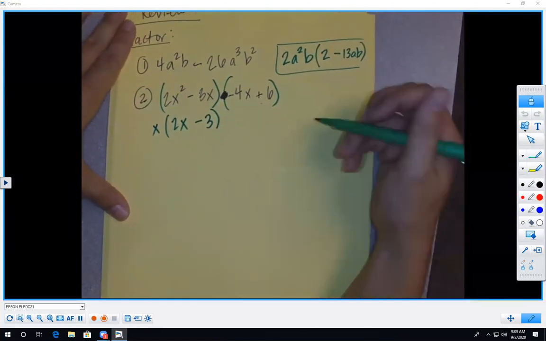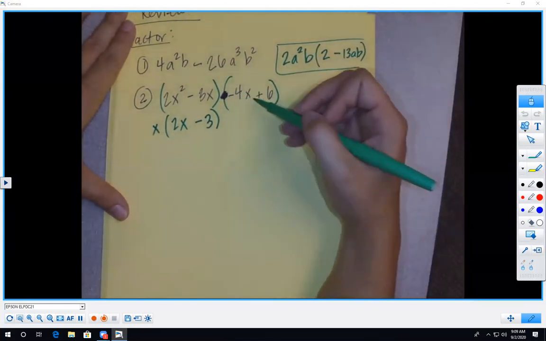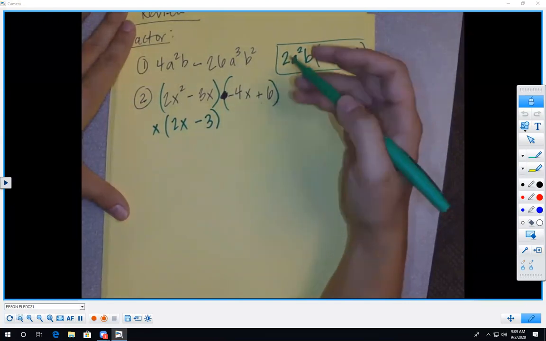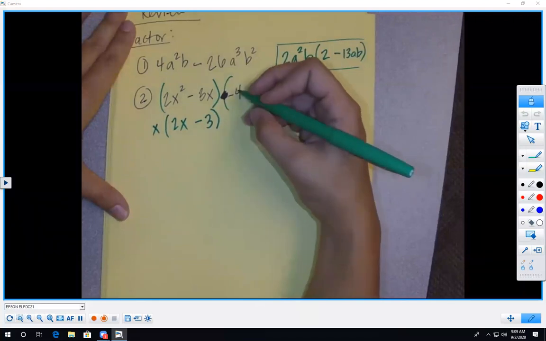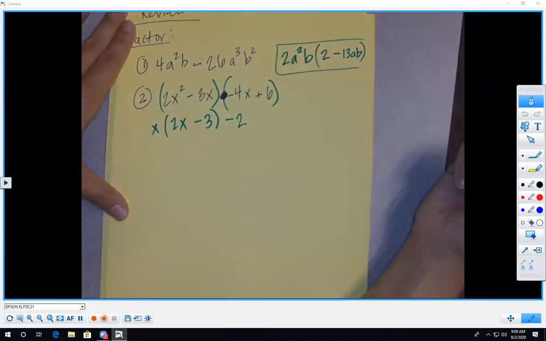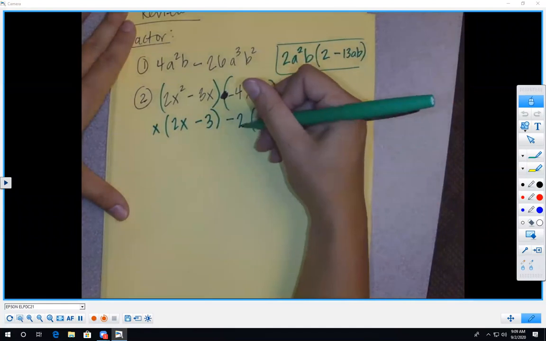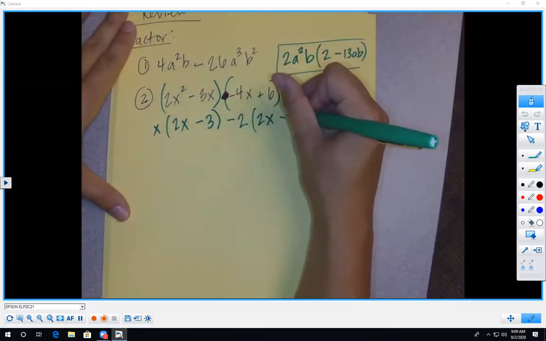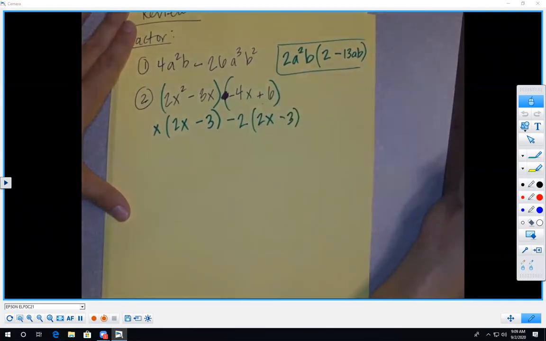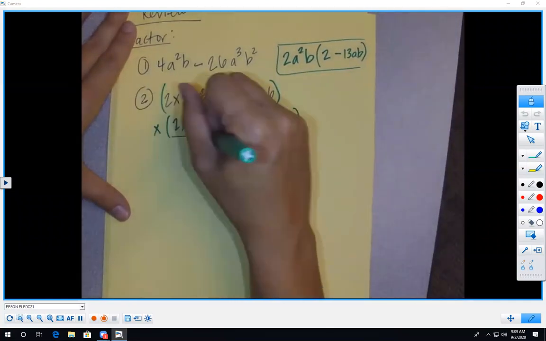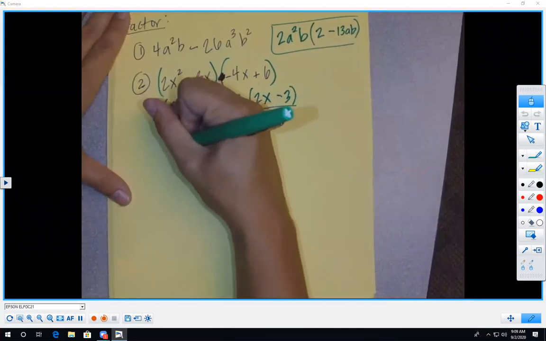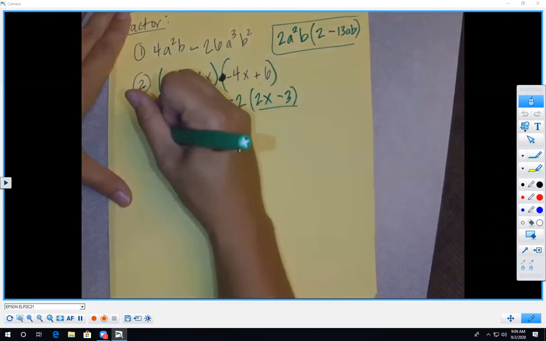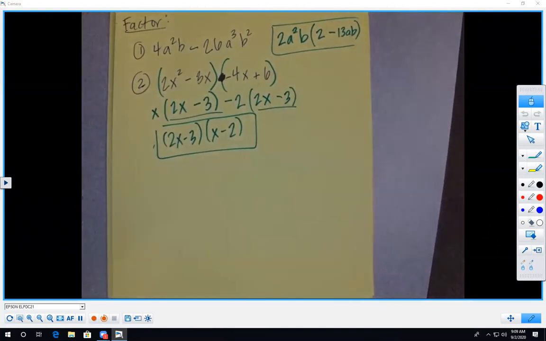For the second set of parentheses, negative 4x and 6. The GCF there is 2, and since the first thing's negative, it has to be negative 2. So I want to take out a negative 2. Negative 4x divided by negative 2 is positive 2x. 6 divided by negative 2 is negative 3. And then now they have this 2x minus 3 in common. So I can take that out. And left over is x minus 2. And that's your answer.